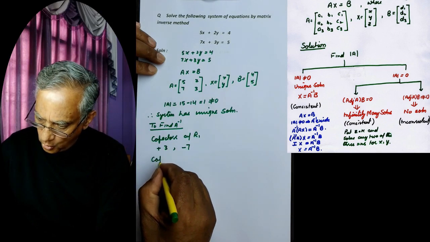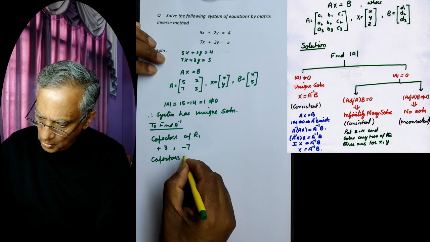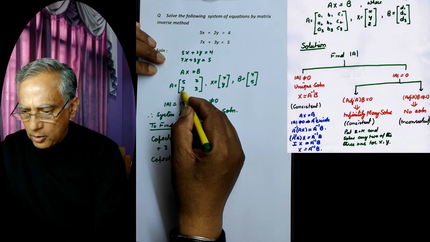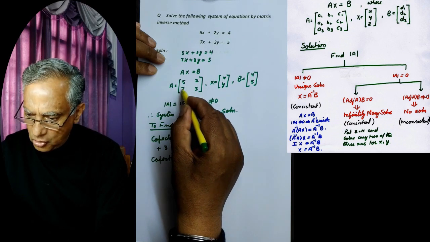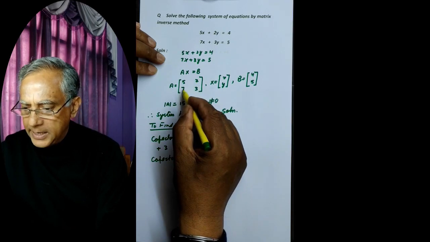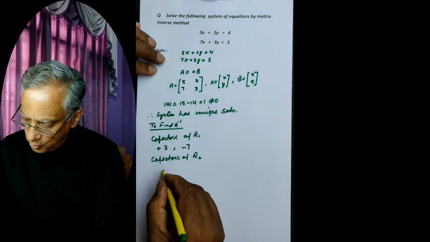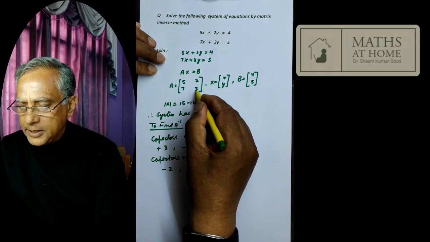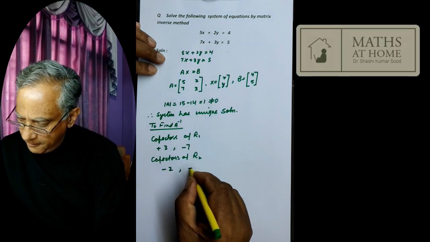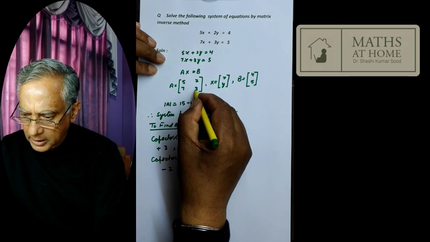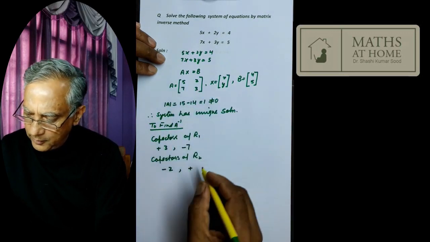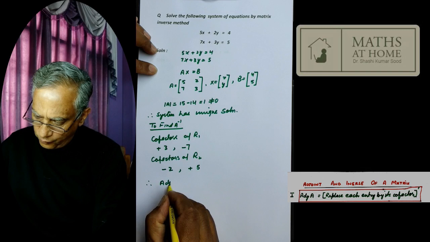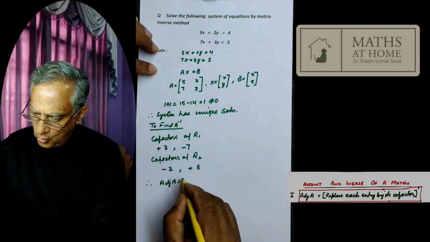And similarly, cofactors of R2, second row. Now delete the row and column in which the entry occurs. This is gone, this is gone. We get 2. And place of this entry is odd, so we will have minus 2. Now place of this entry is 2, 2, which is even, so we will have a plus sign. Delete the row and column in which the entry occurs. We will have 5.